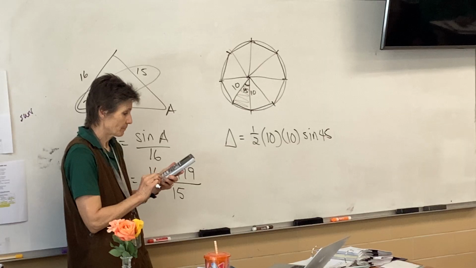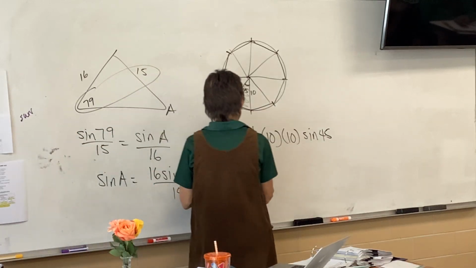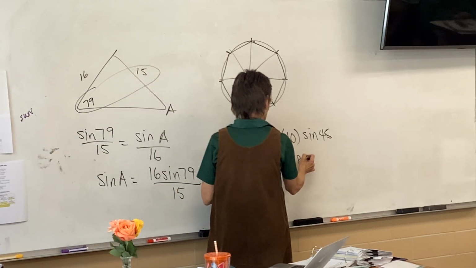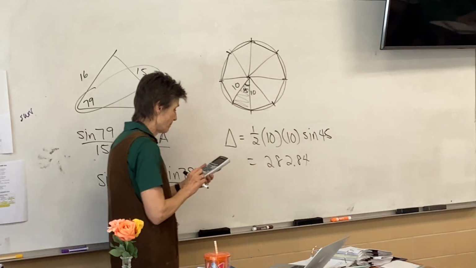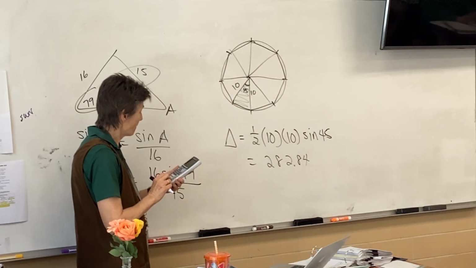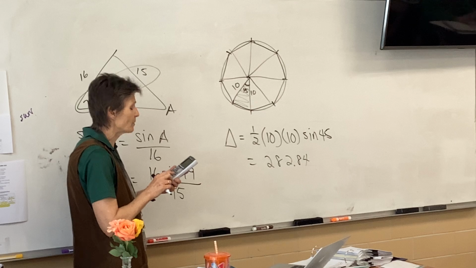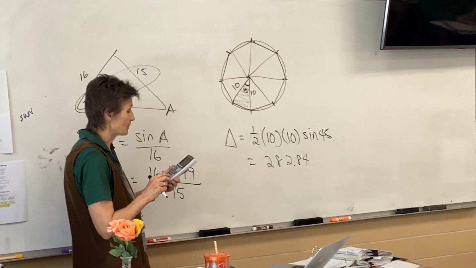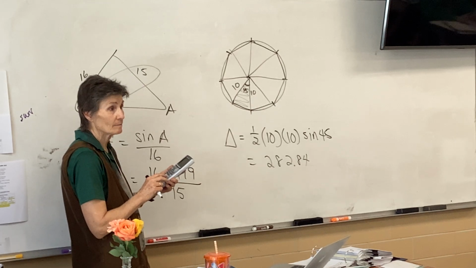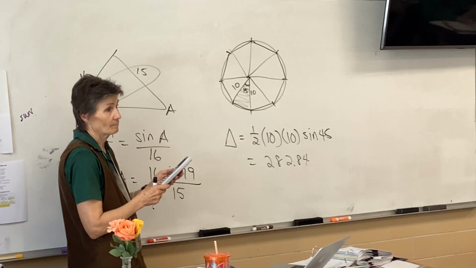So I got 282.84. Is that right? I have no idea. Oh yeah, 35.355. I got 282. Yeah, 282.84.